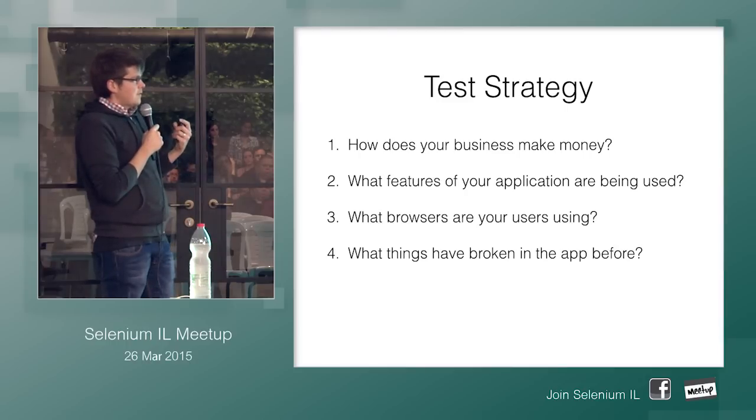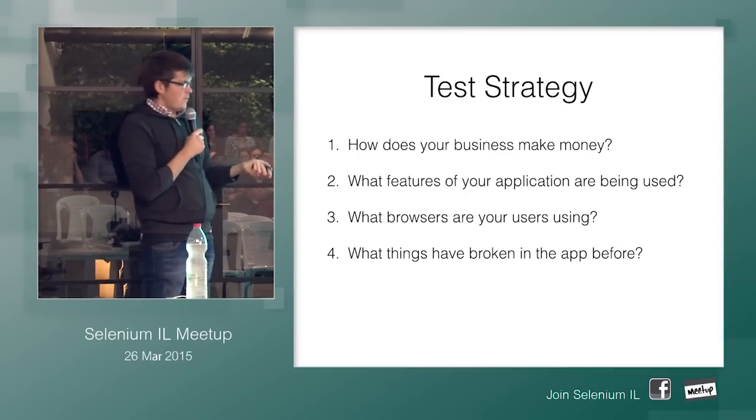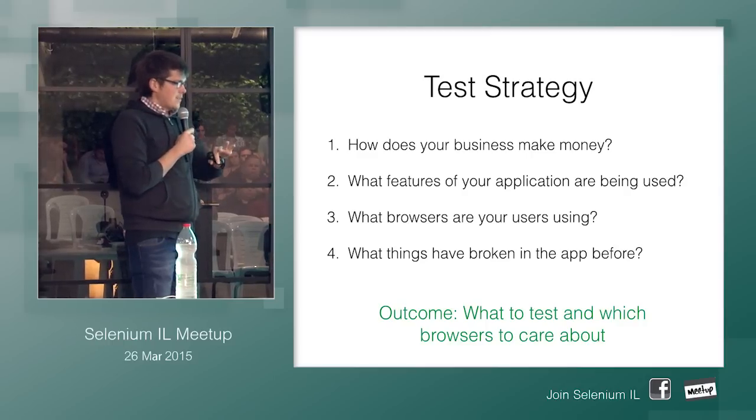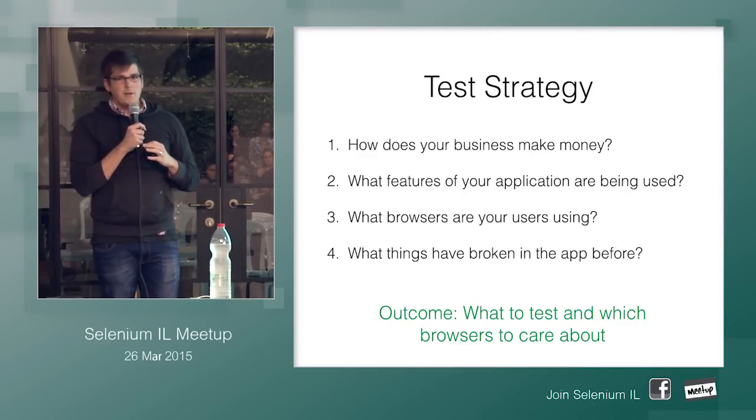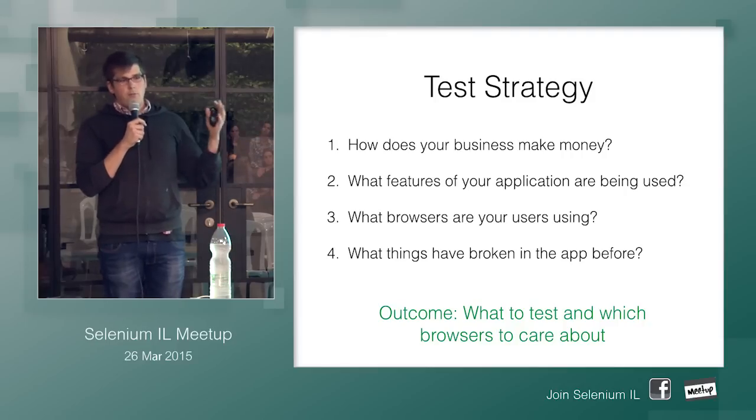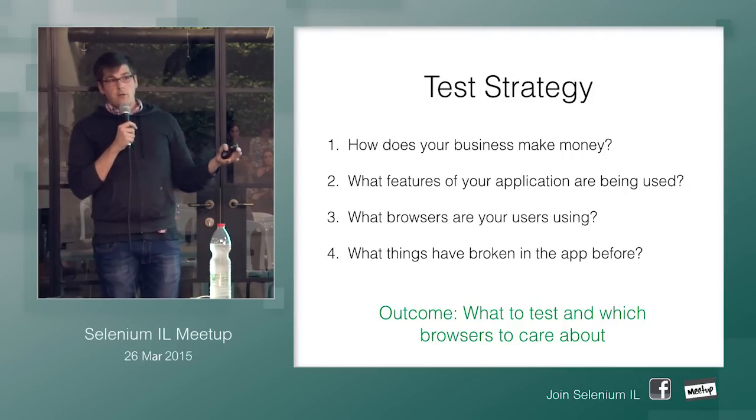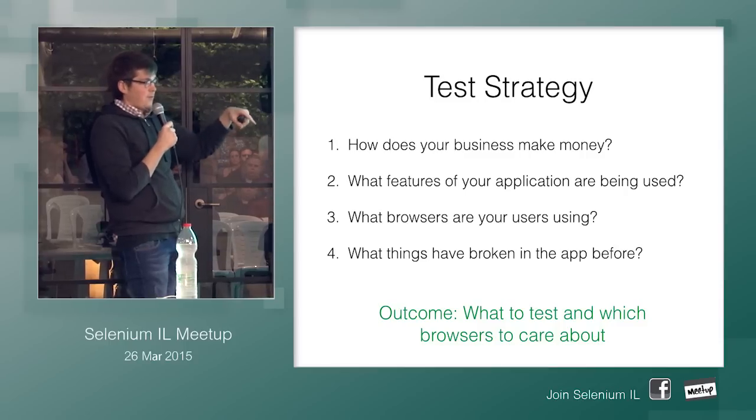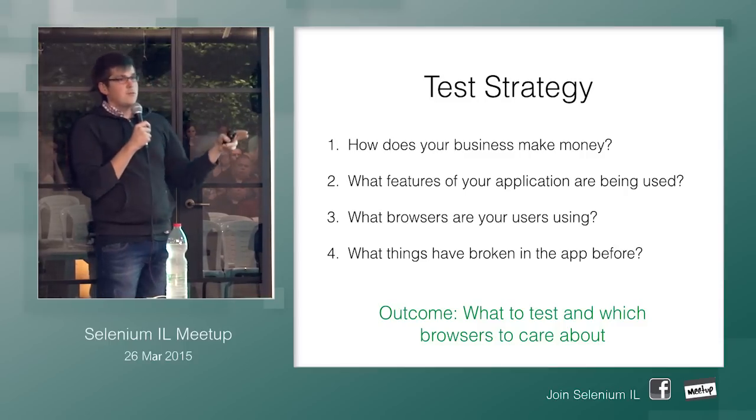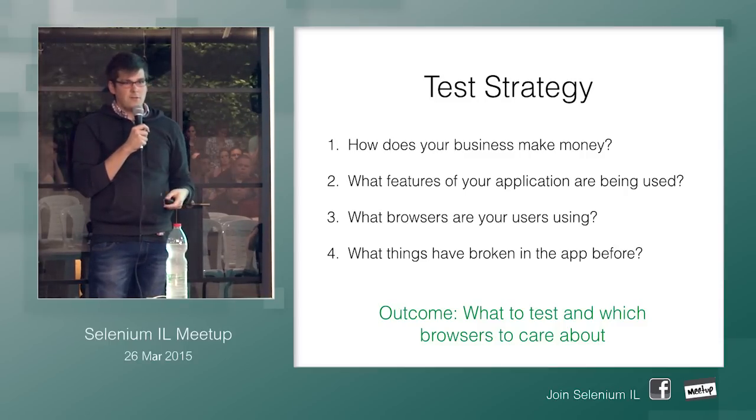And really what the answers to these questions give you is what to test and which browsers you should care about. Now, that takes you from figuring out everything you should automate to maybe the important things. And if you're already doing automation and you ask these questions and you have found things that aren't being covered by automation, then maybe you should add those to your automation cycle.